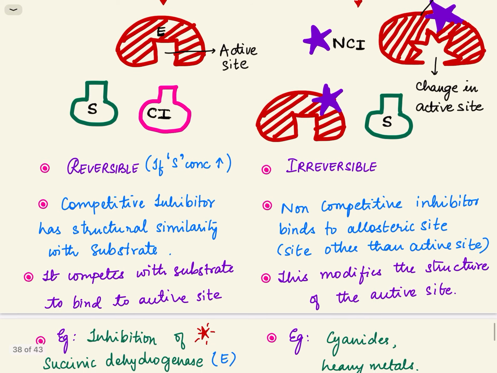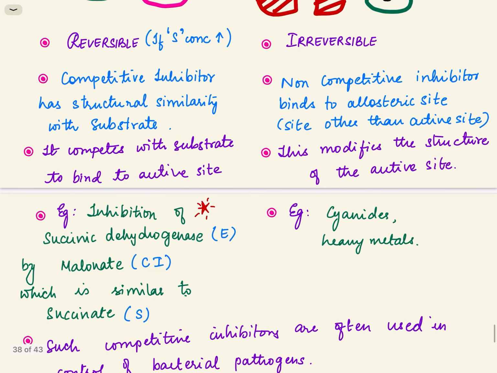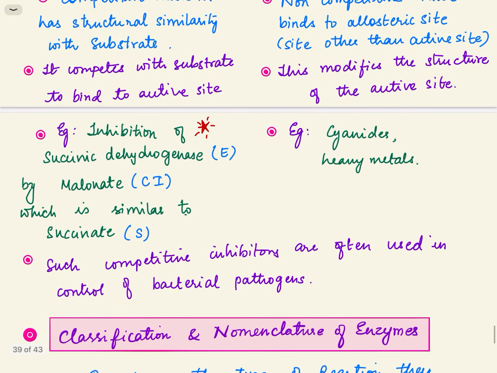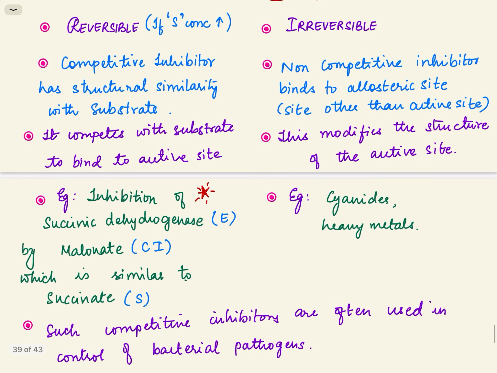So the example that is given in the textbook for competitive inhibition is a very important example. The enzyme succinic dehydrogenase is inhibited by a competitive inhibitor known as malonate, and the substrate here is succinate. Examples for non-competitive inhibitors are cyanides and heavy metals. Such competitive inhibitors are often used to control bacterial pathogens.